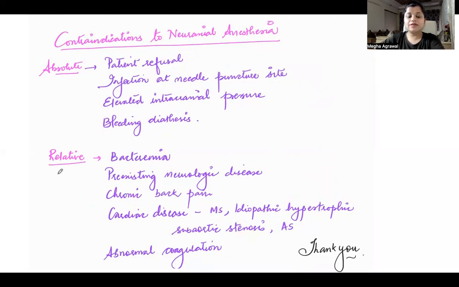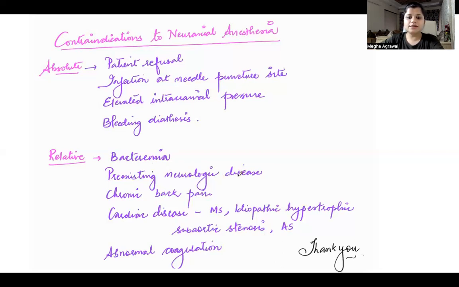Then there are some relative contraindications like bacteremia. If a patient is having bacteremia, then we can introduce the infected blood into the sterile epidural space. It can cause epidural abscess and it can cause meningitis. So we have to weigh the benefit versus risk. And if it has to be given, then prior to it, we have to give IV antibiotics.